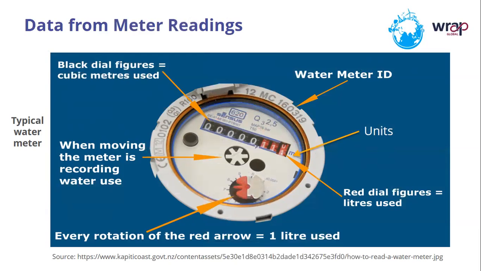In this example, the units are in meters cubed. The black numbers show complete meters cubed, and the red number shows the number of litres. On this meter dial, the example shows that 111 litres has passed through the meter. To get a monthly meter reading, it is important to choose the same date in each month to take the meter reading.